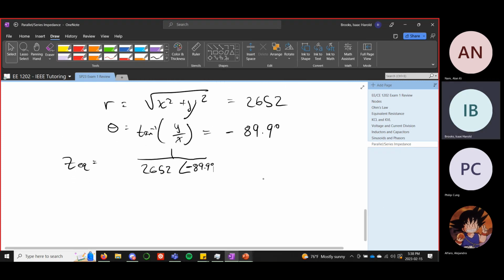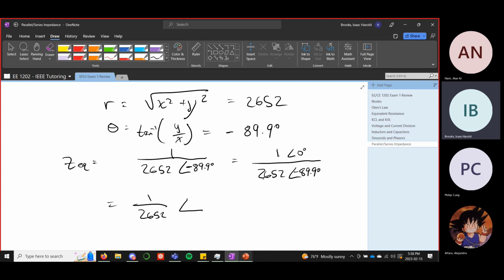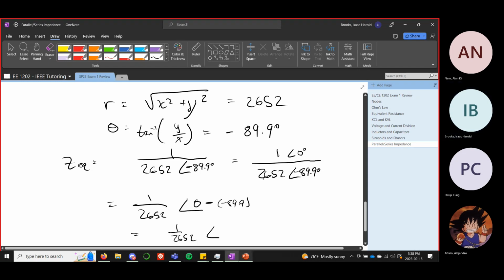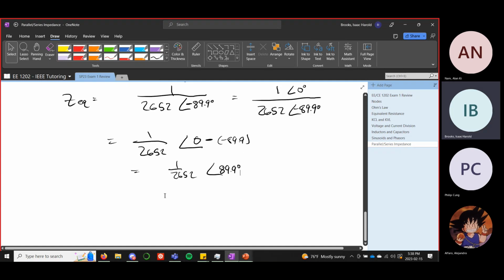When we take the reciprocal of something, we could even think of this as saying 1 at an angle of 0 degrees divided by 2652 at an angle of negative 89.9 degrees. When we divide two numbers in polar form, the answer is 1 over 2652. Your radius is the ratio of the radii, and your angle is 0 minus negative 89.9, which gives you, of course, an angle of positive 89.9 degrees. Okay. So this is your equivalent impedance.